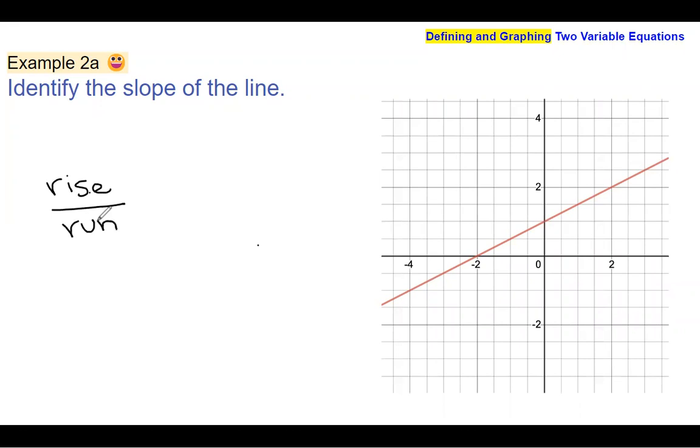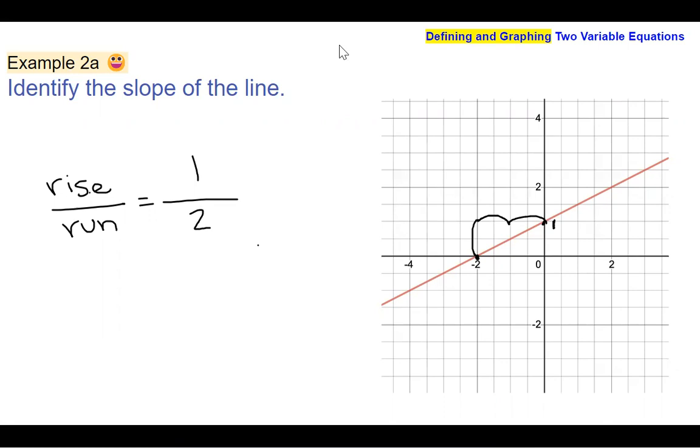Rise over run. I'm going to pick this point right here and this point right here. This is 1. From here, how many steps did I go up? It looks like 2, but it's going by 1, so it's 1. And how many steps do I go in my run? I go 1 and 2. So this is 1 over 2.